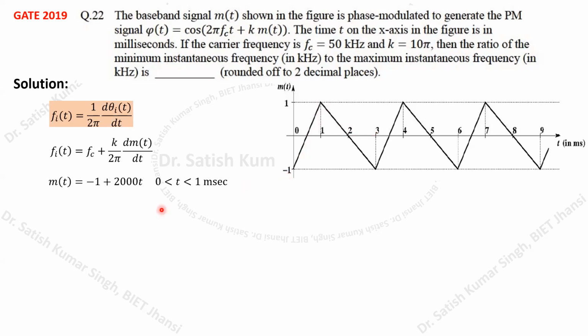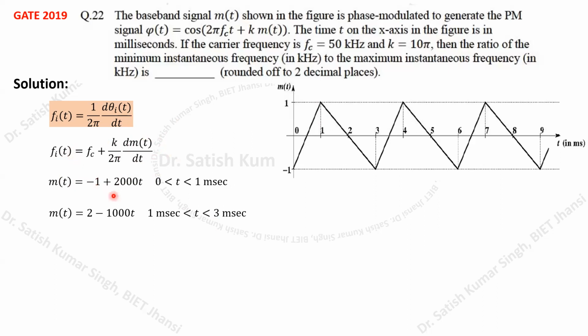Similarly, for the duration between 1 millisecond and 3 milliseconds, m(t) can be written as 2 minus 1000t. Now, to calculate the maximum and minimum values of f_i, it depends on the value of the derivative dm(t)/dt. Whenever dm(t)/dt is maximum, f_i will be maximum. When this derivative is at its minimum value, we get the minimum instantaneous frequency.